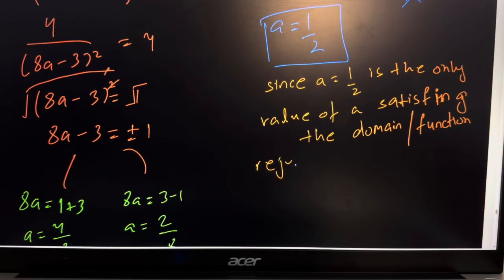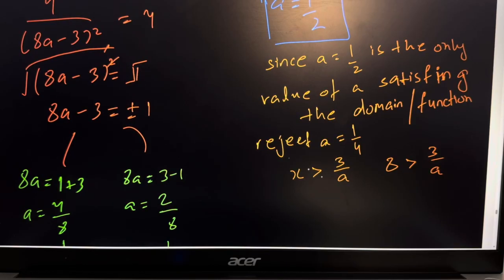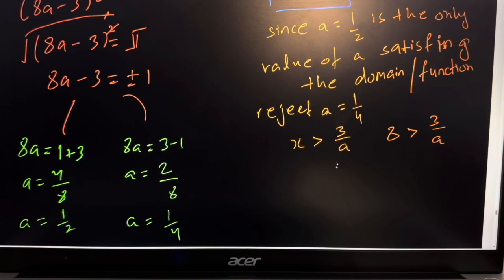Reject a is equal to 1 upon 4, and also x is greater than 3 upon a, right? So x is 8 given there, so x is greater than 3 upon a. So here, whatever the value of a should be, it should be greater than 3 upon 8. Okay, greater than what? 3 upon 8.